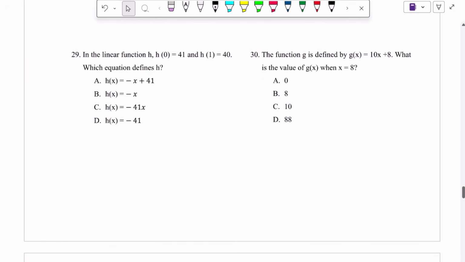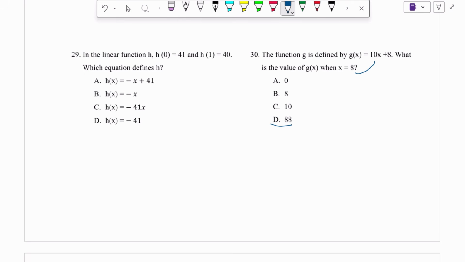Take a look here at number 30. The function g is defined by g of x is equal to 10x plus 8. What is the value of g of x when x is equal to 8? If I plug it in here, I'm going to get 80 plus 8 gives me 88. Again, very common problems.